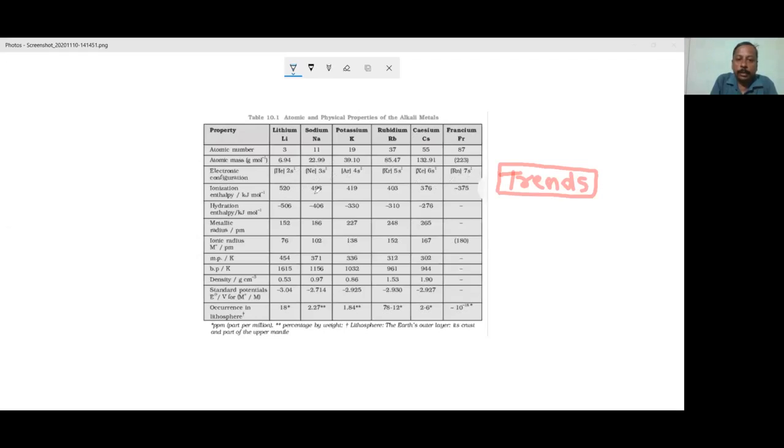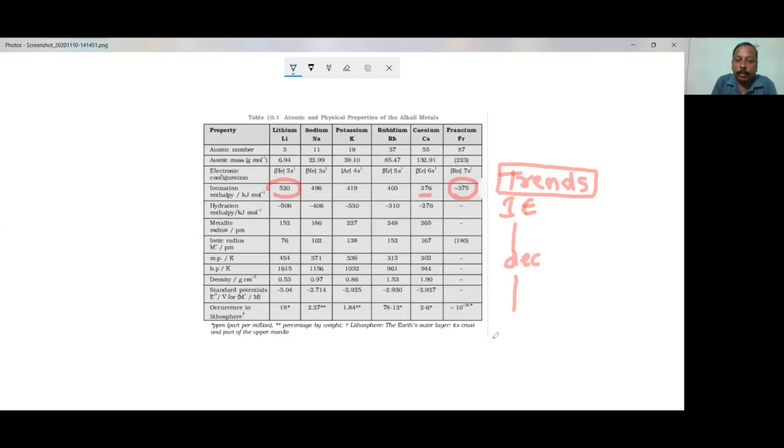Ionization enthalpy, see here: lithium is 520 and francium is approximately 375. So down the group, ionization energy decreases. Ionization energy down the group, what is happening? It is decreasing down the group. There are no anomalies, a continuous decrease is there: 520 to 496, 496 to 419, 419 to 403, then 376, then 375. So this is called a trend.